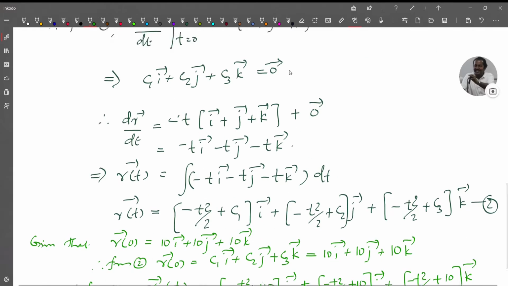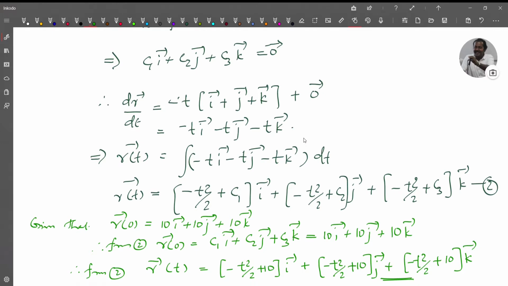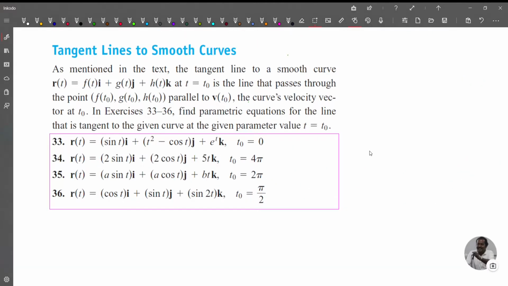This is the solution. Similarly, you can do problem number 31. Now we do problem number 33.